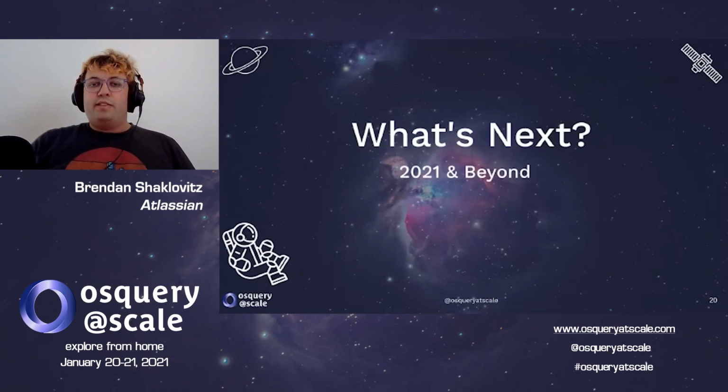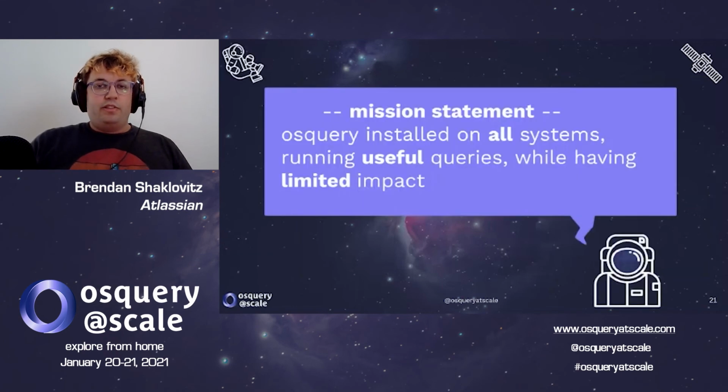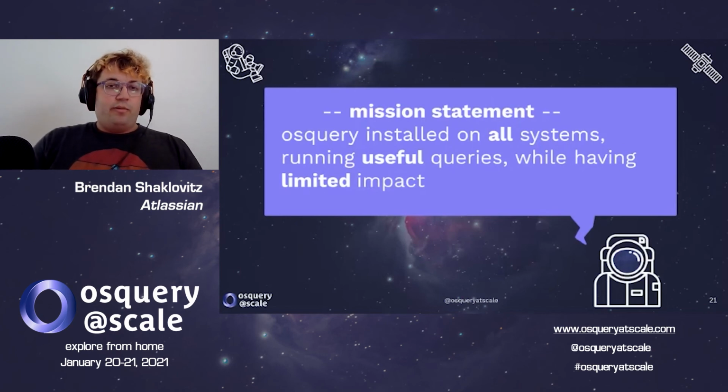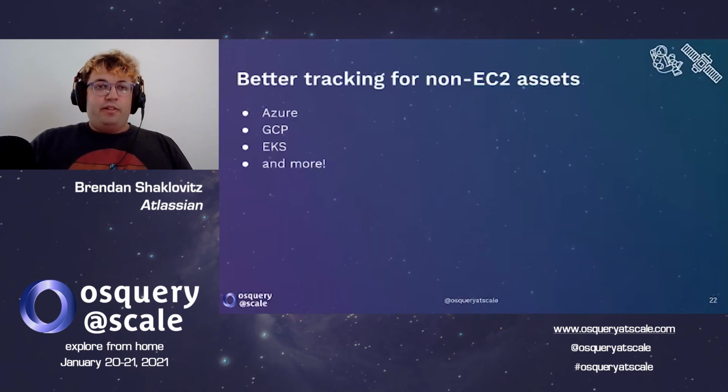So what's next? Looking forward to 2021 and beyond. Our mission statement when we think about Osquery is we want to have Osquery on all systems, running useful queries, while having limited impact. When I say all systems, right now we just have a tool to track EC2 assets, but we want to track things in Azure and GCP, possibly other compute types in AWS like EKS, and random server closets, things like that. So that's one area that we still need to invest in.